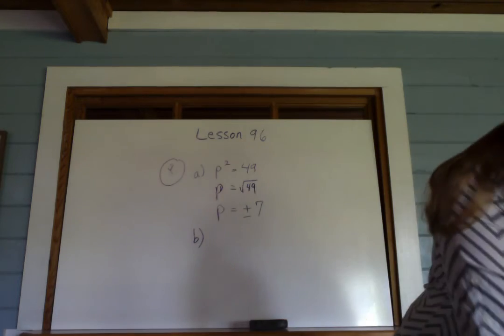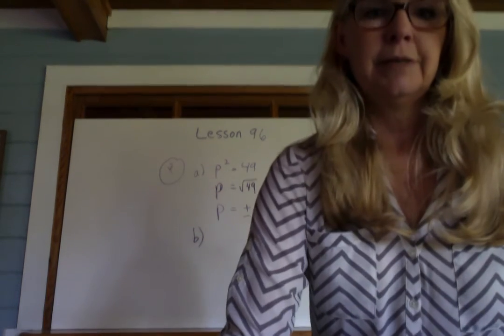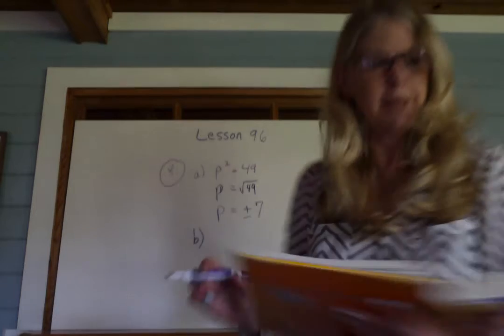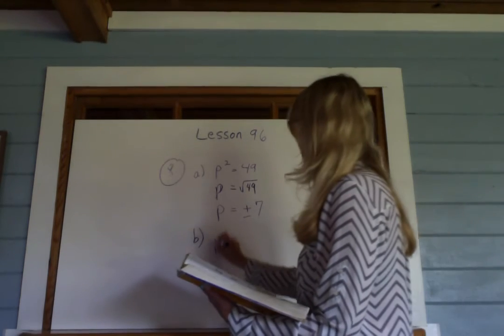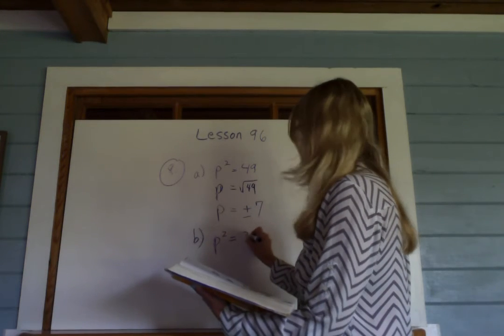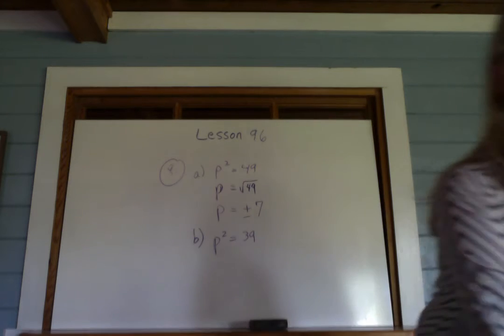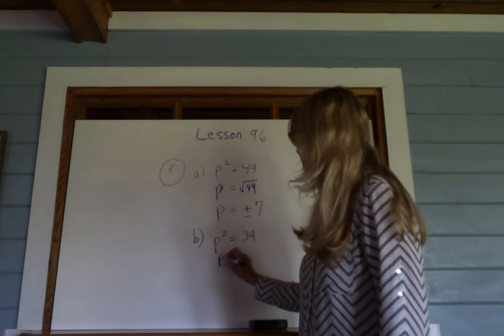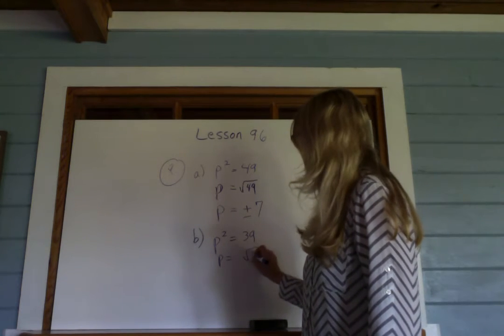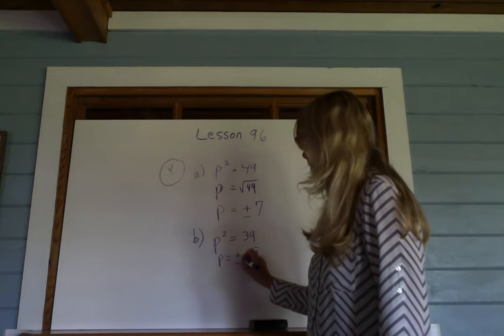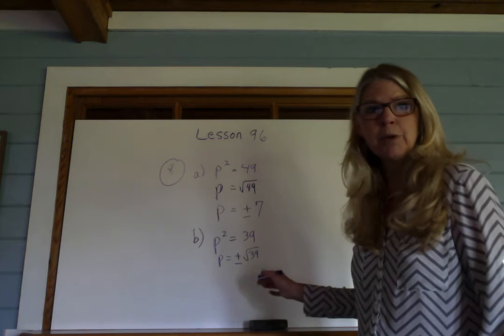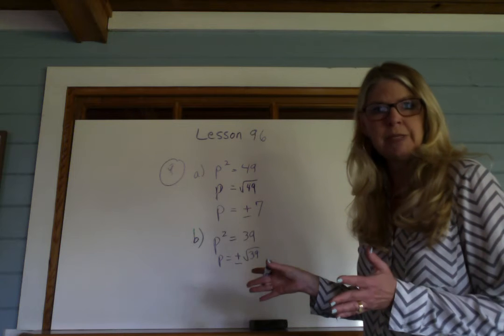All right, let's look at B. We'll go pretty quickly. You're going to like that this is an easy lesson. Okay. P squared equals 39. All right. And so again, P will equal the square root of 39, plus or minus. Now we can't simplify the square root of 39 anymore, so we'll leave it at that.